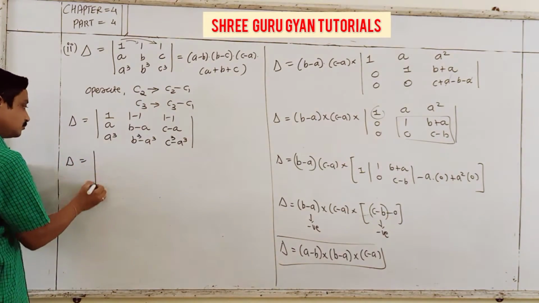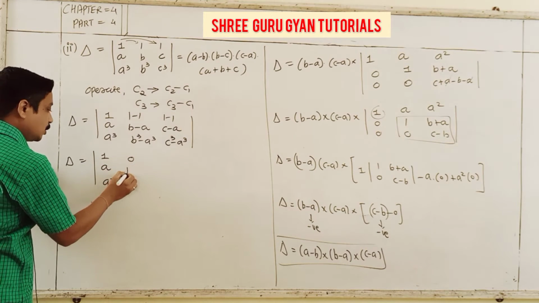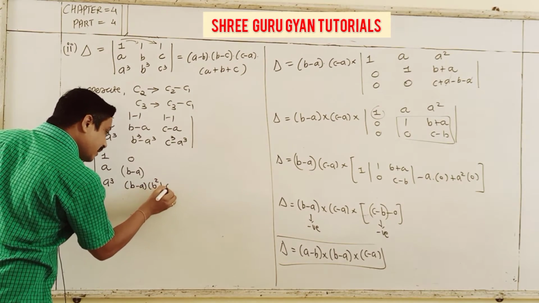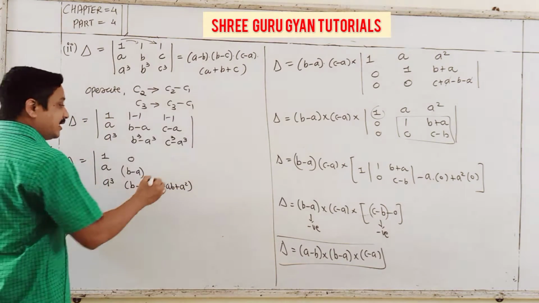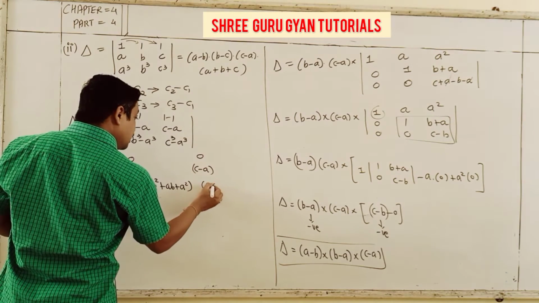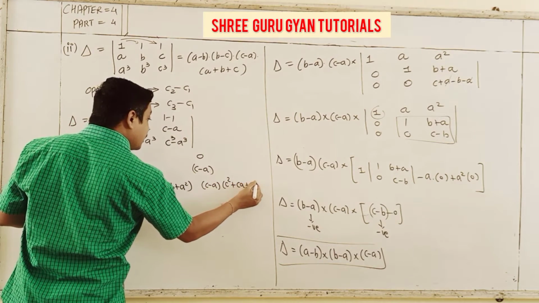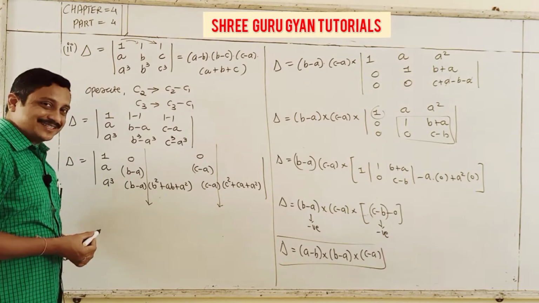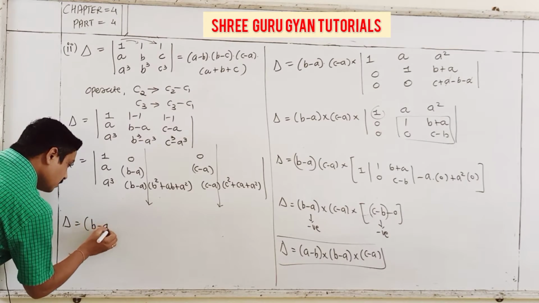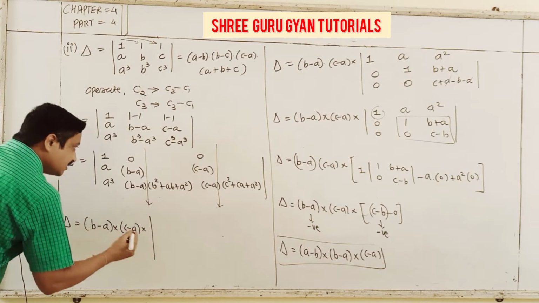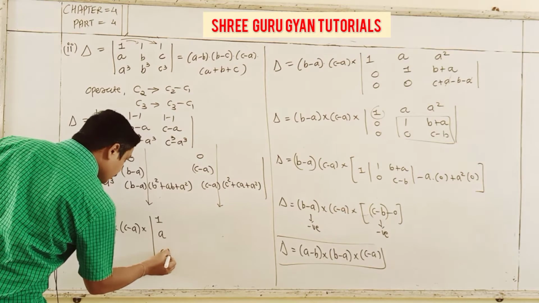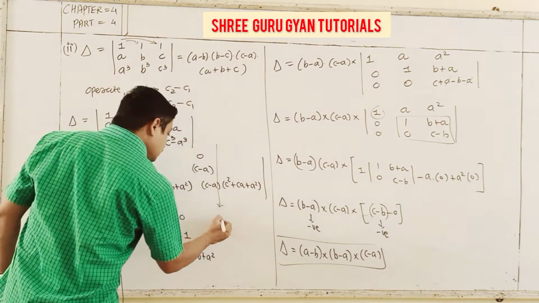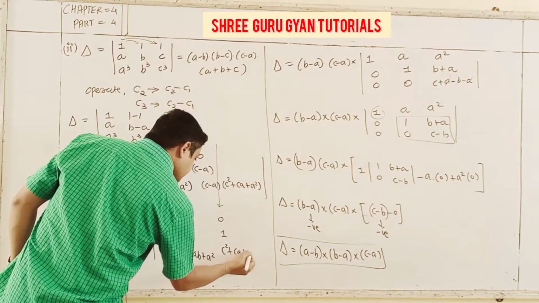Now del is 1, a cube, 0, b minus a. But here look at that property: b minus a, b square, ab, a square, and then 0, c minus a, and here also property c square, ca, a square. Now time coming to common take: here common b minus a, here common c minus a. Finally you will get del equal to (b minus a)(c minus a), remaining are 1, a cube, here 0, 1, b square, ab, a square, and 0, 1, c square, ca, a square.